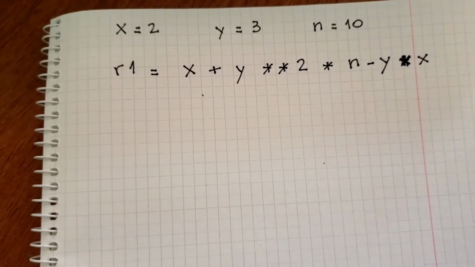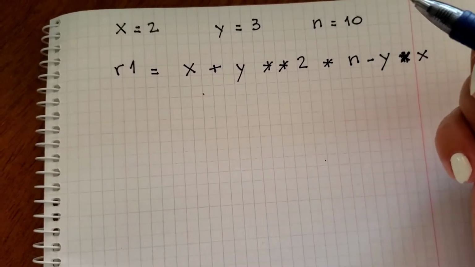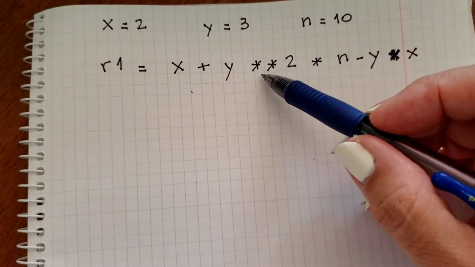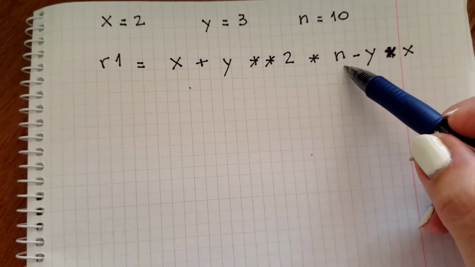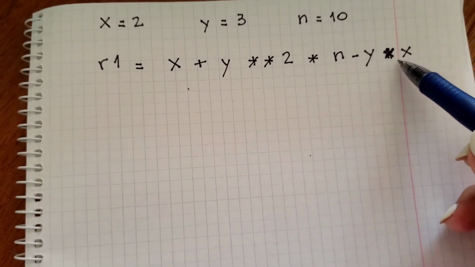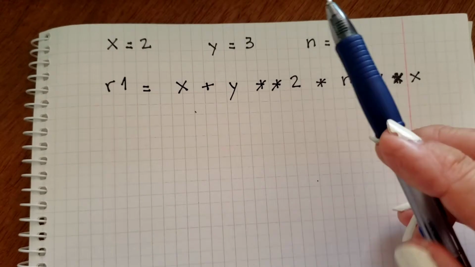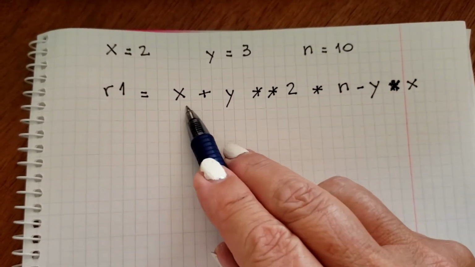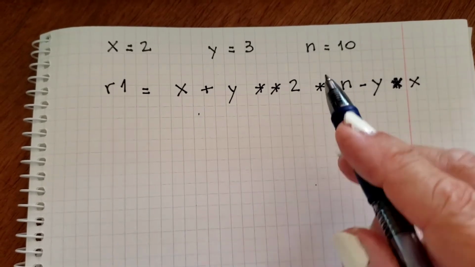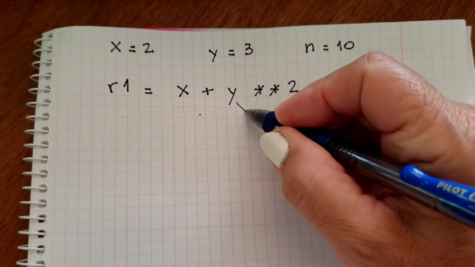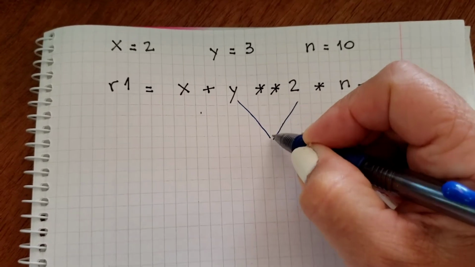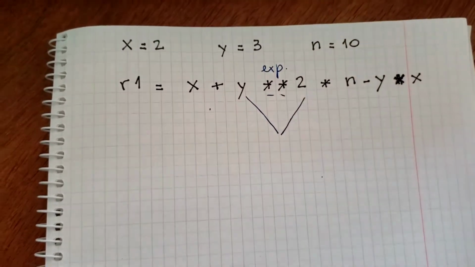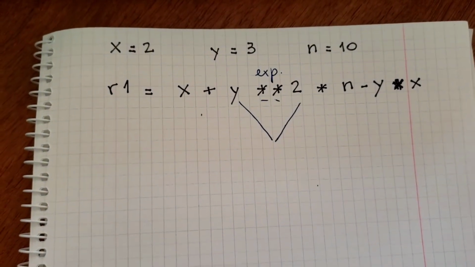All right, so let's do a binary tree for this first exercise. So we have x plus y exponent 2 times n minus y times x. And the values are 2, 3, and 10. So we look at the expression that we have here, and the first one that is going to be solved is the exponent, because it has 2 times.